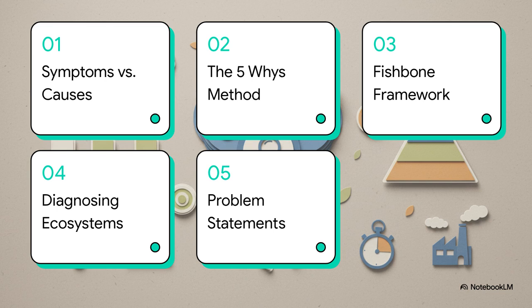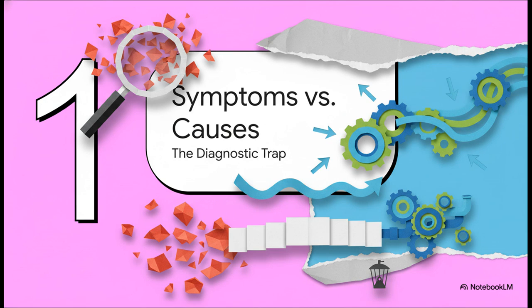Here is our roadmap for today. We're covering 1. Symptoms versus causes. 2. The 5 whys. 3. The fishbone framework. 4. Diagnosing technical ecosystems. And 5. The perfect problem statement. Moving right along to Section 1, Symptoms versus Causes.